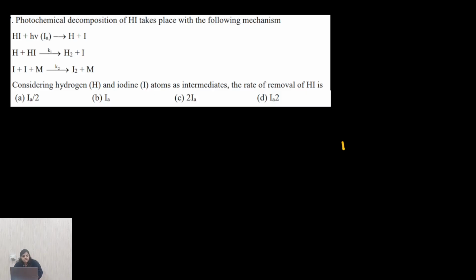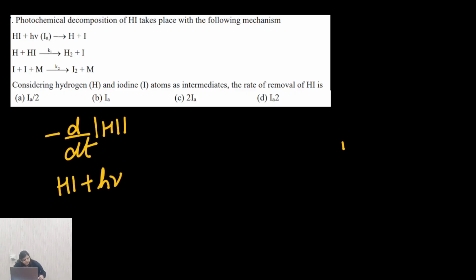Okay. Next is this question. A photochemical decomposition of HI takes place with the following mechanism. Considering the hydrogen and iodine atoms as the intermediates, the rate of removal of HI, which means minus d by dt of HI, is being asked. So include all the reactions where this HI substrate is involved. In the first reaction, HI plus h nu, which is of intensity IA, gives us H plus I.